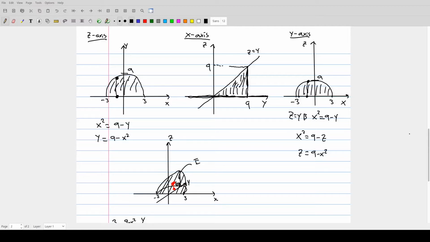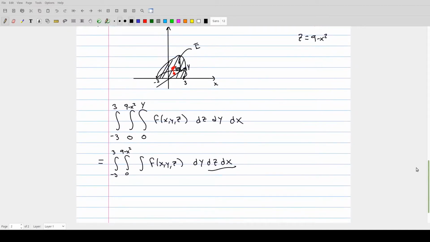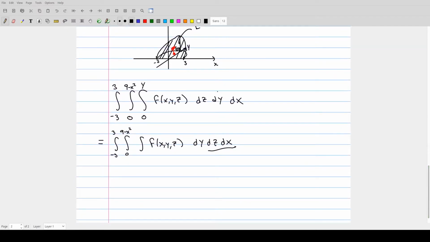And the last thing we need to ask is, as we move around in the zx plane, where is y going from? What's the lower bound in y and the upper bound in y? So from the picture, as we move around in this plane right here, the lower bound for y is going to be the plane z equals y, and the upper bound in y is going to be whatever the back surface is. So in this case, the surface given by x squared equals 9 minus y.